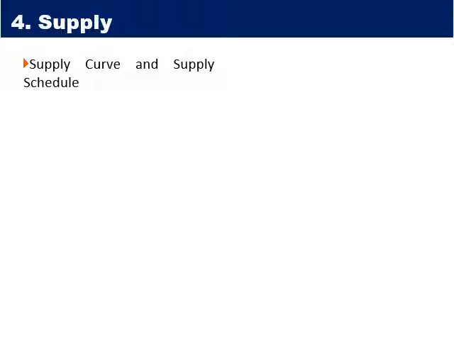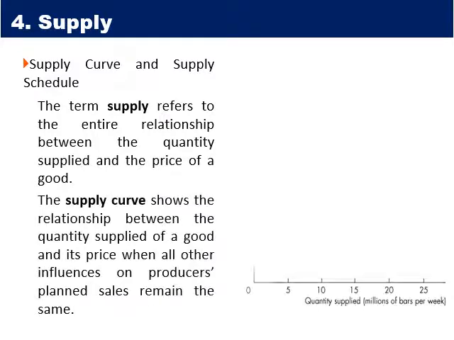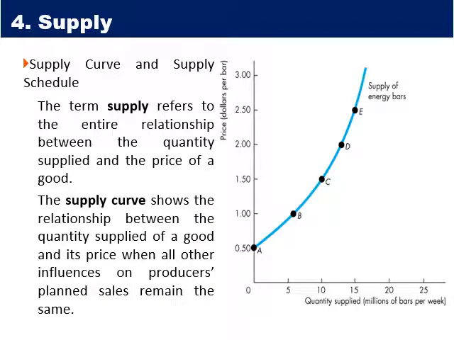As in the case of the demand, we can express the relationship between the quantity supplied and the price using a supply curve and a supply schedule, but here we will focus on the supply curve, where the word supply refers to the entire relationship between the price of the good and the quantity supplied of this good, when all other factors on producers' plans remain the same. So, as we can see, the supply curve slopes upward to express the positive relationship between the quantity supplied and the price of the good.